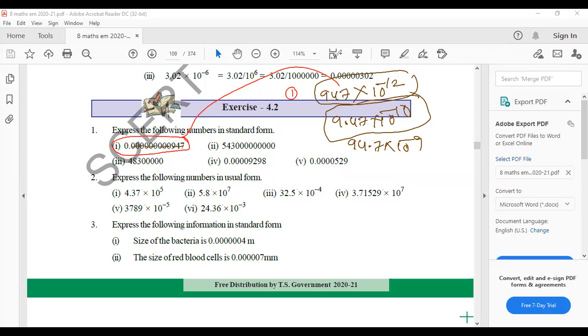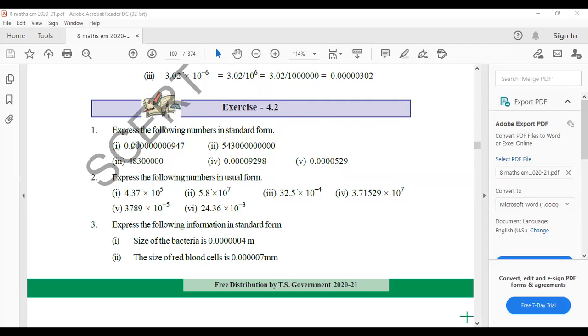So first you count the zeros. How many zeros are there after the point? There are 9 zeros plus 3 digits. 12 digits are there. So 947 into 10 power minus 12, or else 9.47 into 10 power minus 10, your textbook answer. This is also a correct one.